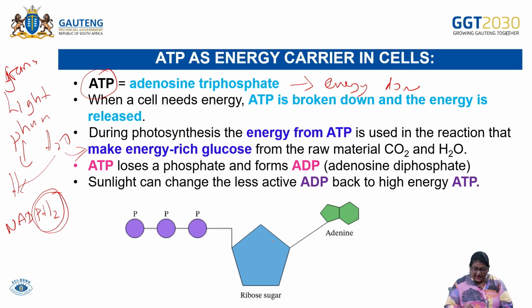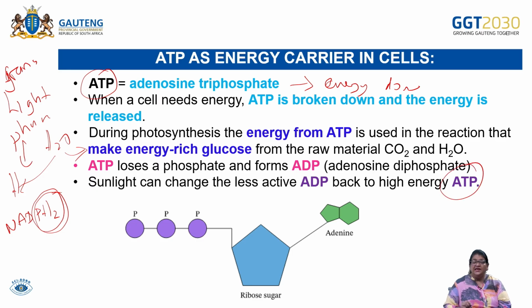Okay, so now you can see here's your ATP with 3 phosphates, adenine. There's your sugar. ATP, adenosine triphosphate. Adenosine, here it is. Triphosphate means 3 molecules of phosphate.